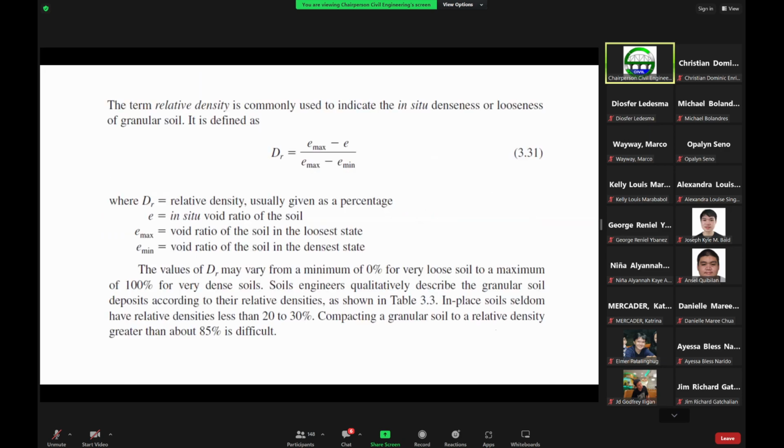Now we also have the term relative density. But before we go to this one, let me just rest for 10 minutes. Let me just rest my voice.